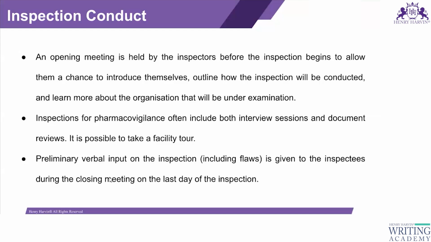Preliminary verbal input on the inspection, including flaws, is given to the inspectees during the closing meeting on the last day of the inspection. If there are flaws, or something missing, or anything which is not according to the regulation going on in the company, that can be informed earlier also to the inspectees. And that can also be discussed in the closing meeting, which is on the last day of the inspection. Meaning if the inspection is conducted for 3 to 4 days, then on the last day of the inspection that communication can also be done.